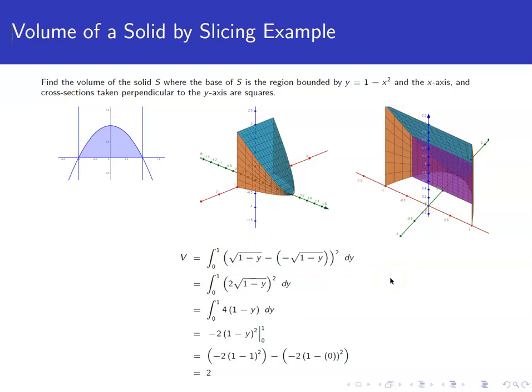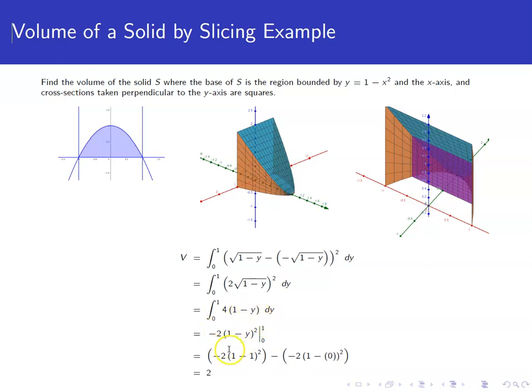Now again, we're integrating with respect to y, so absolutely everything has to be in terms of y, including the limits of integration. Our limits of integration go from your lowest y to your highest y, so from 0 to 1. So I have the integral from 0 to 1 of (2 root 1 minus y) quantity squared dy. Squaring gives us 4 times 1 minus y, from 0 to 1.